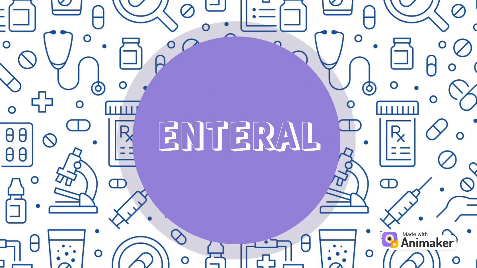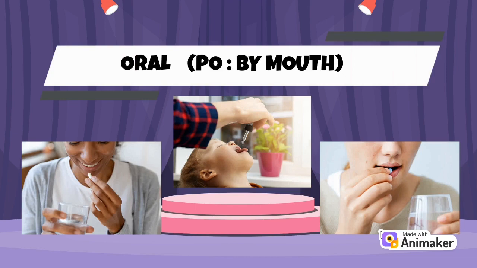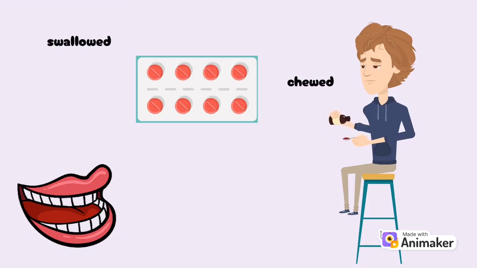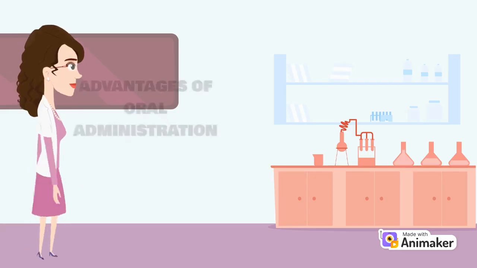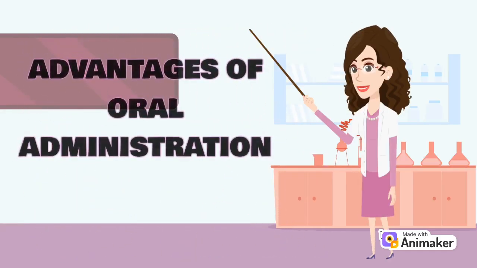The first route is enteral routes, which is by the gastrointestinal tract. For example, oral, which is by the mouth, where the drug is swallowed, chewed, and allowed to dissolve in our mouth. Advantages of oral drug administration.